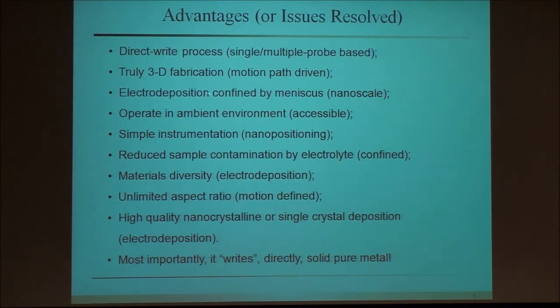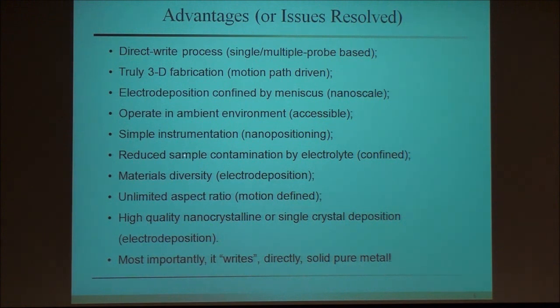your nanowire or microwire. And the position of the confined meniscus, just like I mentioned, the meniscus can be very stable down to a couple of nanometers, so there is much room to push this towards the nanoscale. And it operates in an ambient environment. Another thing I want to mention is that it is a low temperature process. Electrodeposition is always a low temperature process. So it's a low temperature and ambient environment process, with simple instrumentation, purely based on nanopositioning.